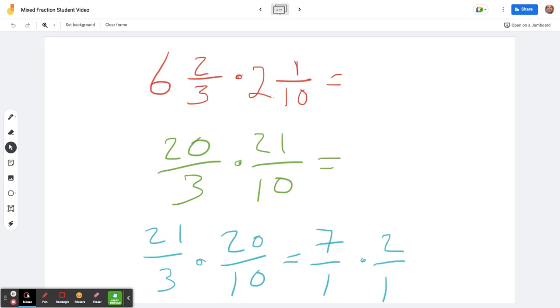Now this is about as easy as it gets. 7 times 2 is? 14. Whoever said that is a genius. 14. And 1 times 1? 1. Good job, students. 14 over 1 is 14. And that is correct. Nice job.